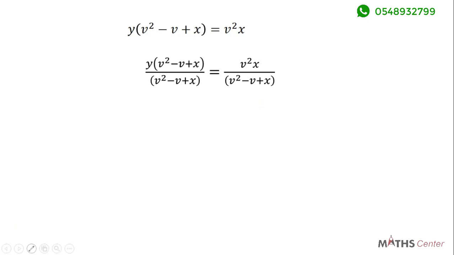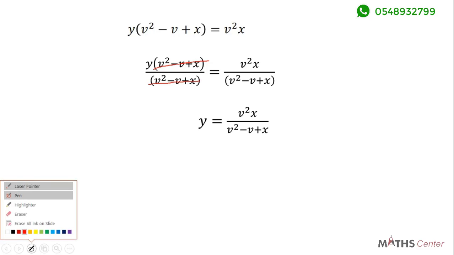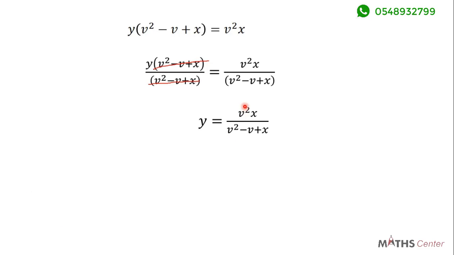And what do we know from here? We know that this v squared minus v plus x will cancel this v squared minus v plus x, because it's the same thing. So y will give us v squared x over v squared minus v plus x. Now someone may ask, why are we not cancelling this v squared and this v squared? If you watch the video on division of algebraic expressions, you understand why you don't have to cancel this v squared and v squared. So I will advise that you watch that video and you get clear understanding as to why we are not doing this cancellation.